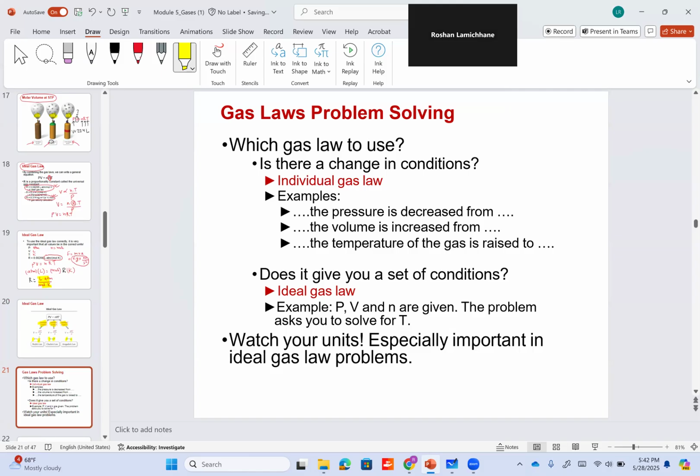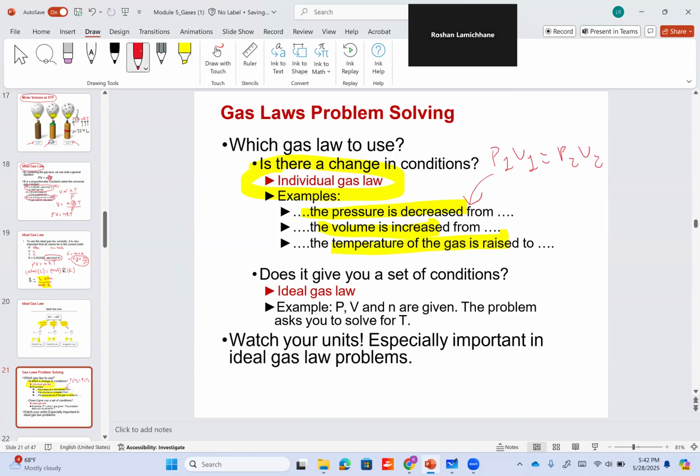I went over all those laws. Now, a couple of things to keep in mind. The first one is whenever you have been given questions like: pressure is decreasing, volume is increasing, temperature of gas is raised, meaning you have two sets of conditions, that is when you use the individual gas law. For example, for some problems, you might be able to use P1V1 equals P2V2 whenever they talk about pressure and volume, and use that formula. Or you can use the Charles's law mathematical relationship or the Avogadro's law mathematical relationship, depending on what the question is asking you.